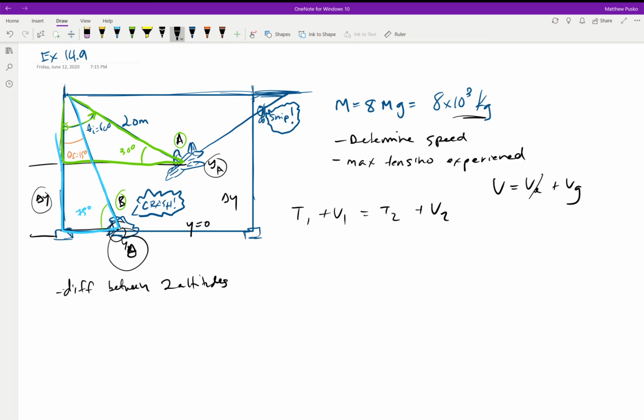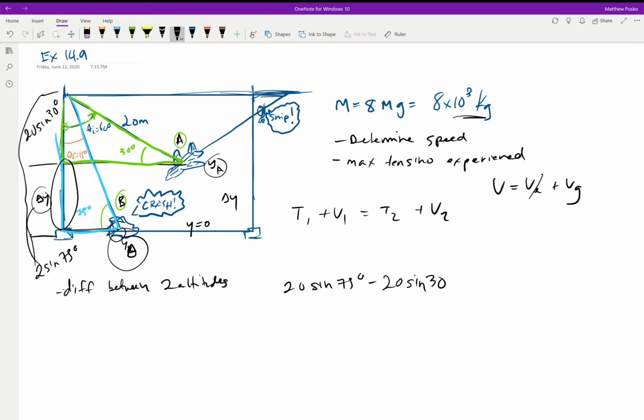The altitude of this triangle right here would be equal to 20 sine 30, and this one right here, the larger one, sorry, would be equal to 20 sine 75 degrees. If we take the difference of those, 20 sine 75 minus 20 sine 30, that's going to give us this chunk right here, and that's how much it fell. And that is equal to what we're going to call delta y. And why do we need that?